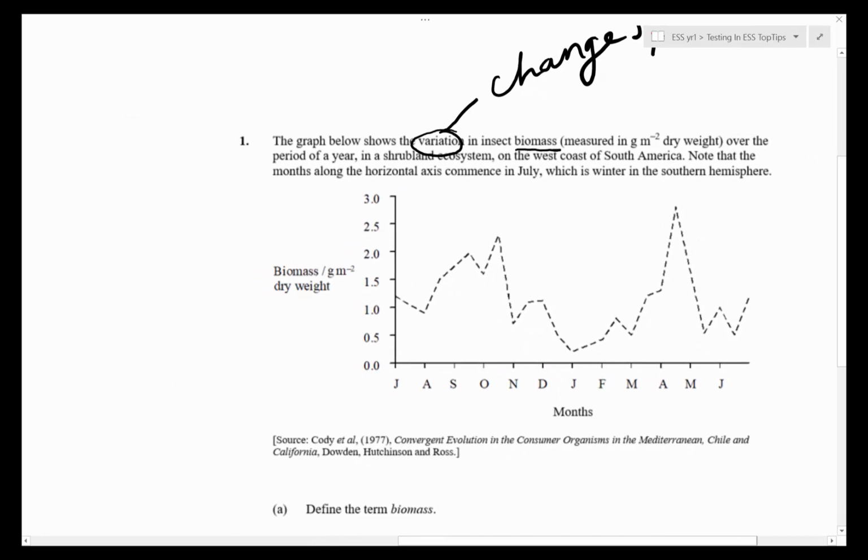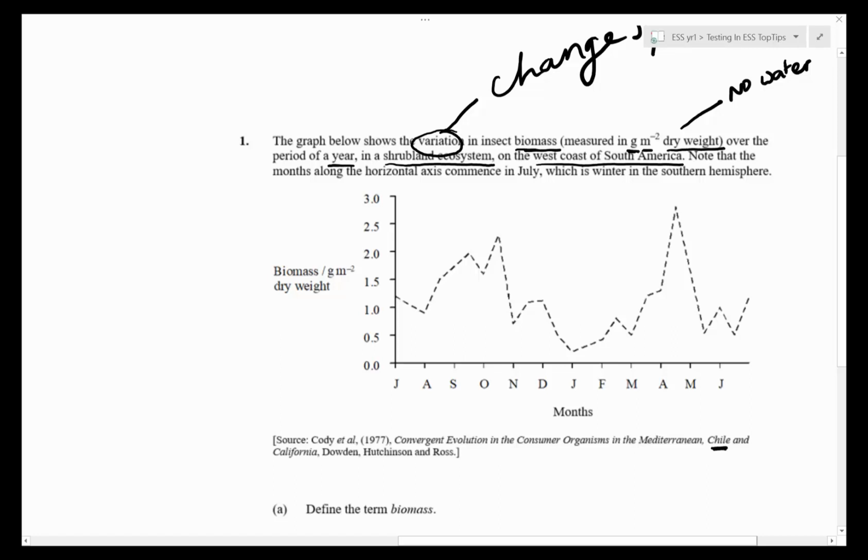So we're going to look at this word here, biomass, and that's measured in grams per meter squared of dry weight. Remember, no water. That's so that you can make easy comparisons. It's over a year, and it's in a shrubland ecosystem, so that means it's dry. There's small trees. It's on the west coast of South America, so that might be Chile. In fact, it says here Chile.